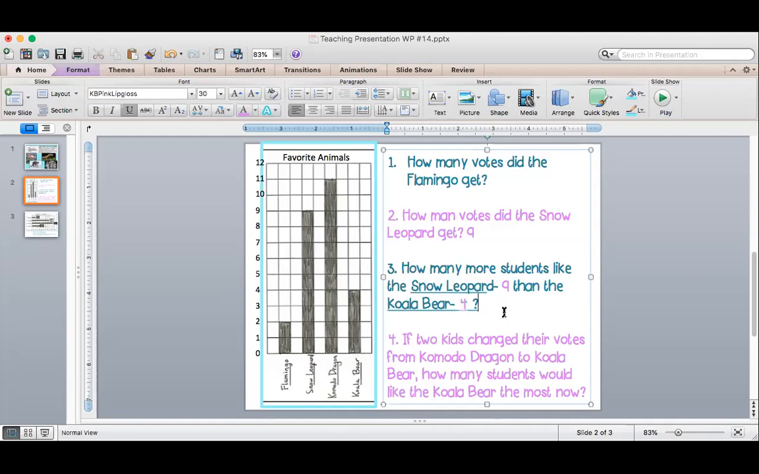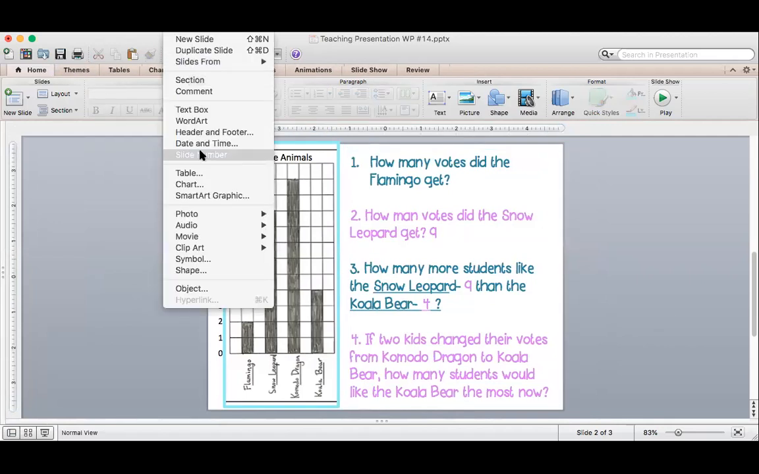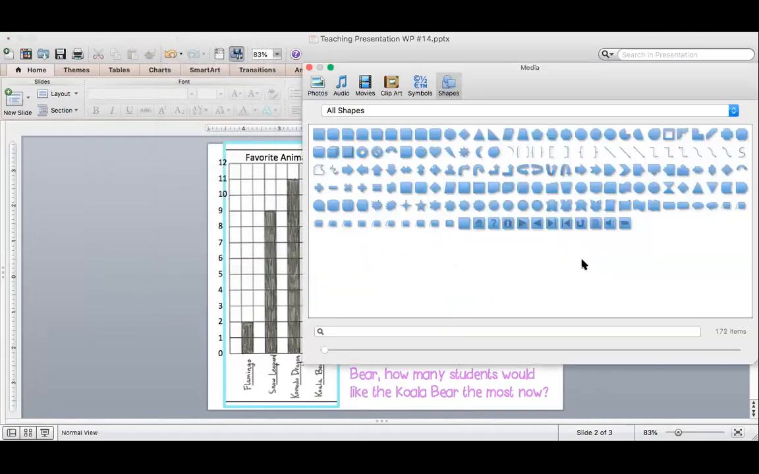That's not what the question asked. The question said how many more students like the snow leopard than the koala bear. So how can we solve that? What could we do to help solve that problem? I really like using tape diagrams when I'm comparing how many more.